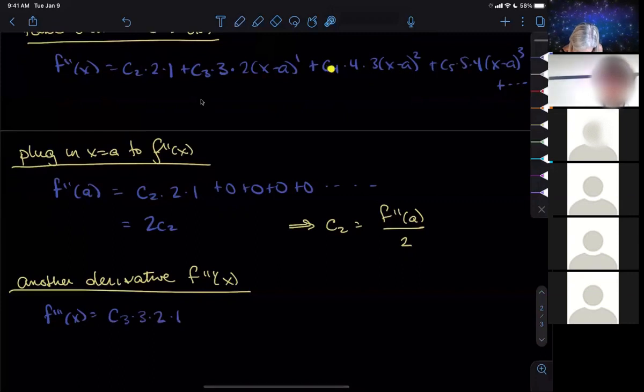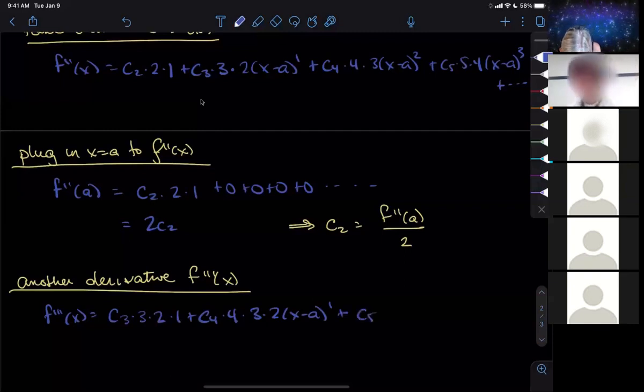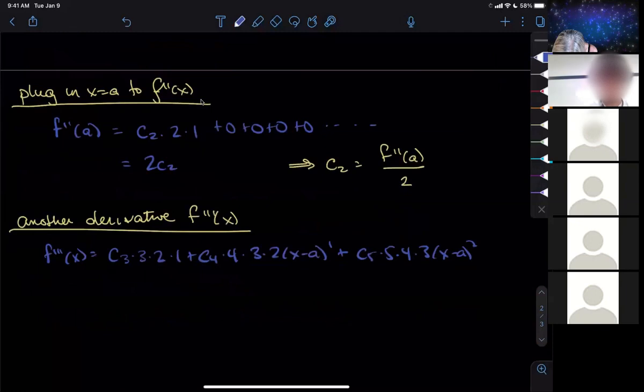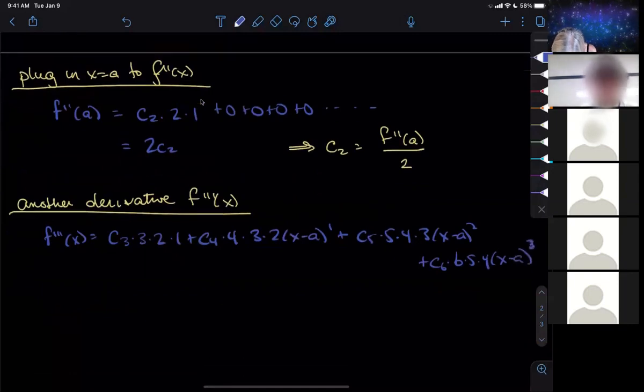And then for this term, I have C4 times 3 times the derivative of this, which is 2 times x minus a to the 1 power. And then the next one's going to be C5 times 4 times 3 times (x minus a) squared. If we did another term, the next one would be plus C6 times 5 times 4 times (x minus a) cubed. And then there's some more stuff.